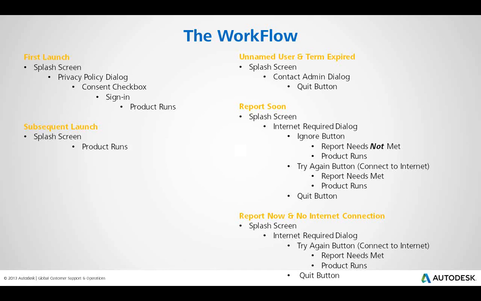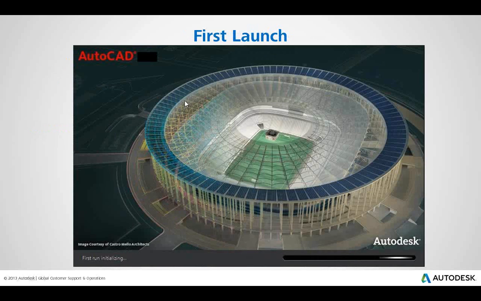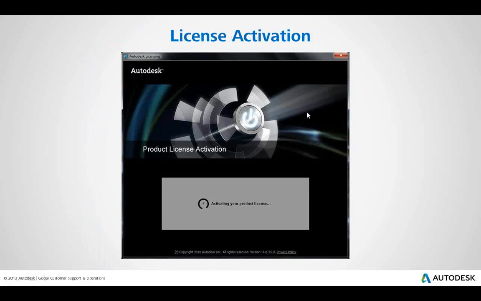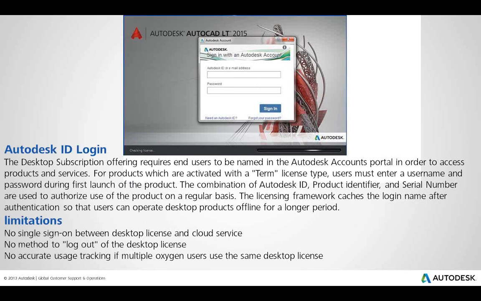I'm going to go to these screenshots here. Here's the first launch, the privacy statement. If you do not agree to the privacy statement, you will not be able to continue, so you have to agree to it. So here's the license activation as we are normally accustomed to seeing. At this point, it contacts our registration activation servers. It tells them, hey, this serial number is for desktop subscription. At that point, you are presented with the login window.